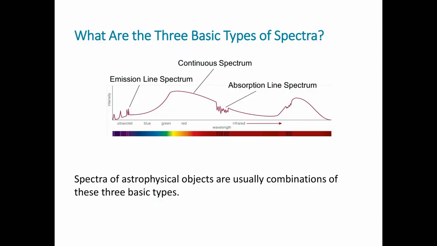And then the absorption spectrum is a gap in the continuous spectrum. So something is causing what would be a continuous spectrum to basically lose photons. So those photons are being absorbed by something instead of traveling to your detector.